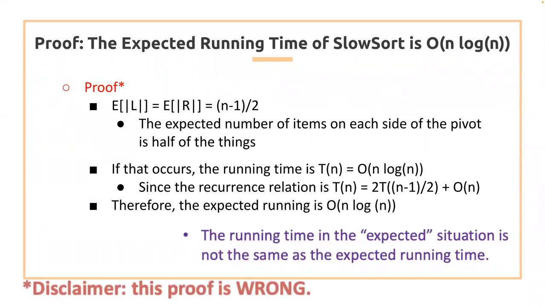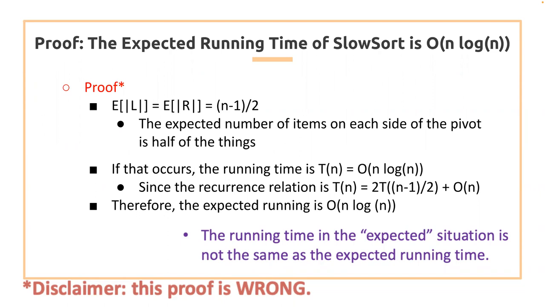that the running time in the expected situation. So this is covering, like, I expect the arrays to be split in half. The running time in the expected situation is not the same as the expected running time. This comes a little bit from statistics, but it's basically the expected value of a variable. If you take the expected value first and then you square it, it is not the same as squaring the variable and then taking the expected value. So what we want is the expected running time. We do not want the running time in the expected situation.